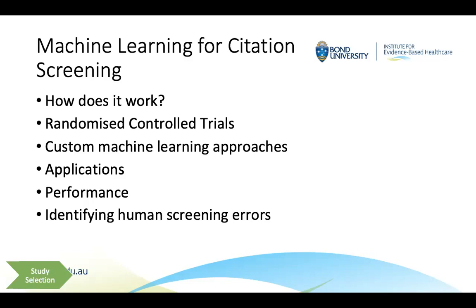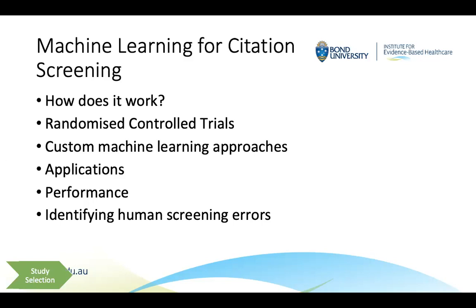Over the next couple of slides, I'll go through how it works, how it's been used for identifying whether an article is a randomized controlled trial or not. Then I'll go through some of the custom algorithm applications, how it performed, and how we used the algorithm to help us identify human screening errors. Just a note, I'm not a machine learning expert, but I will do my best to give a general overview of how it works.